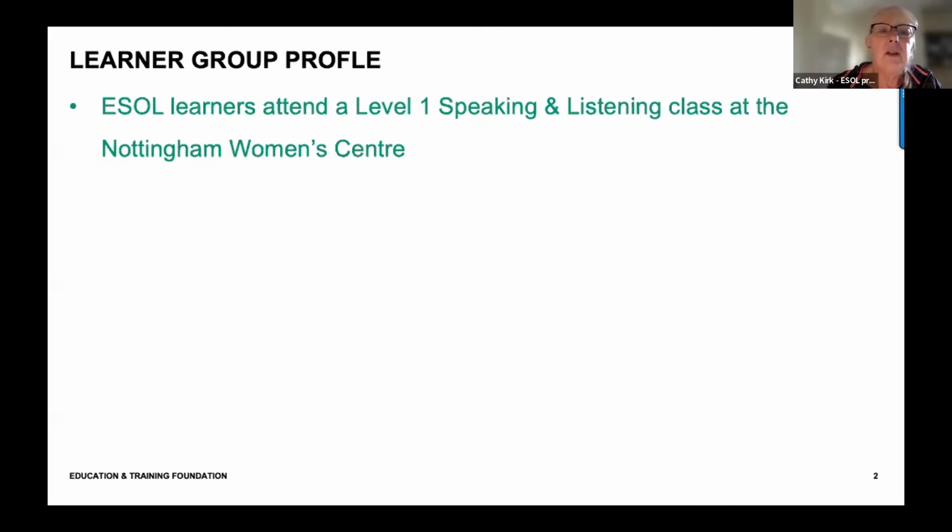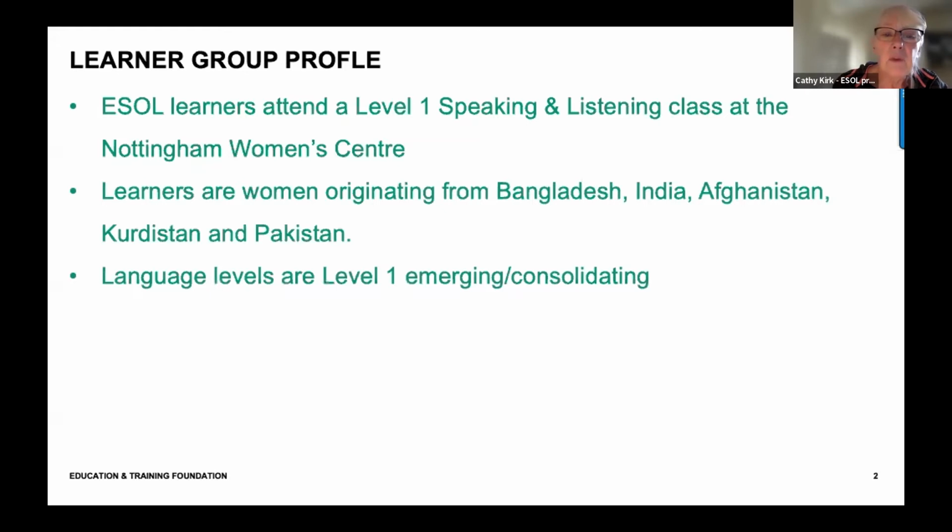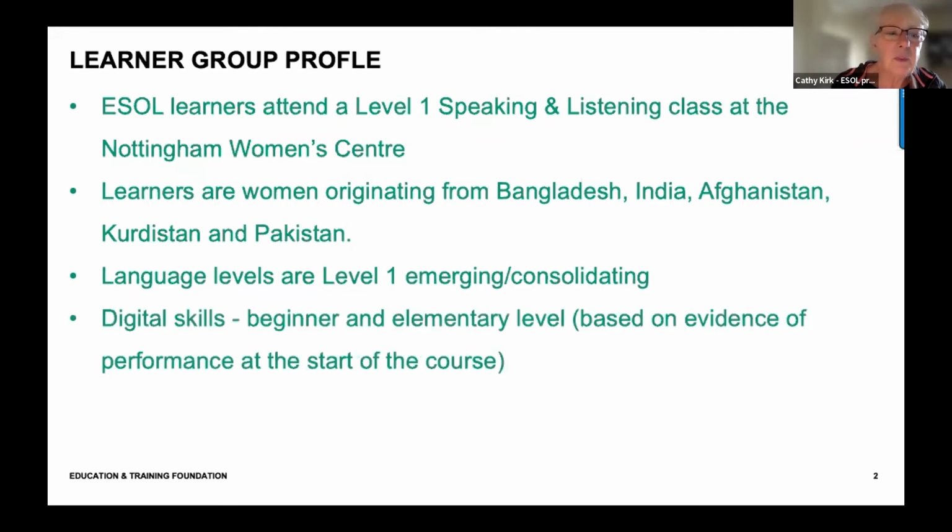So the ESOL learners are attending the level 1 speaking and listening class. The learners are women originating from Bangladesh, India, Afghanistan, Kurdistan and Pakistan as settlers, and also people who are escaping really crucial situations in their origin country. The language levels are level 1, emerging and consolidating, so they're just transitioning from entry 3 to the higher level. And I also had 2 level 1 learners who are consolidating their learning as well.